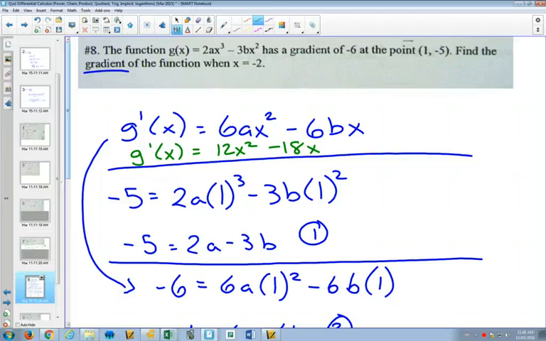And now if I want to find the slope when x is equal to negative 2, I'm basically trying to find g prime when x is negative 2. I can plug in negative 2. It's going to be 48 plus 36. Should be 84. So the slope at negative 2 will be 84. But we had to do extra work to begin with to figure out a and b.